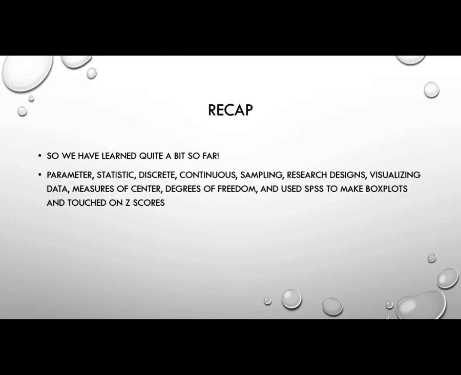So let's recap. We've learned quite a bit so far. We've talked about parameters and statistics. We've talked about discrete and continuous data, different types of sampling and research designs. We visualized data, looked at measures of center, talked a little bit about degrees of freedom, and we've used SPSS to make box plots and touched on z-scores, amongst other things.